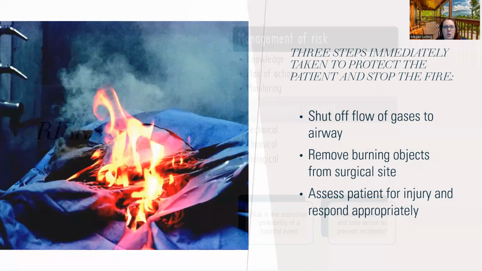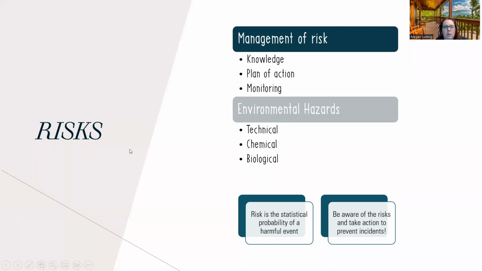Okay. So before we get into what causes those fires, let's manage the risks. What type of risks are we talking about? First, you have to have knowledge of the risk. That's what we're going to talk about today. What are those risks? If you know what the risks are, then you can have a plan of action. How do we mitigate those risks? How do we continue to monitor for those risks?